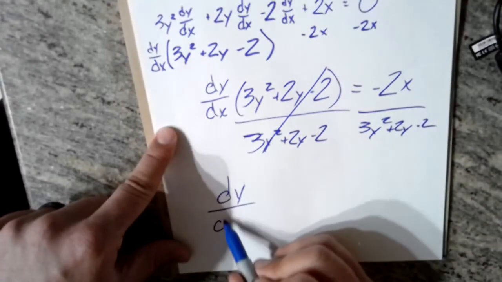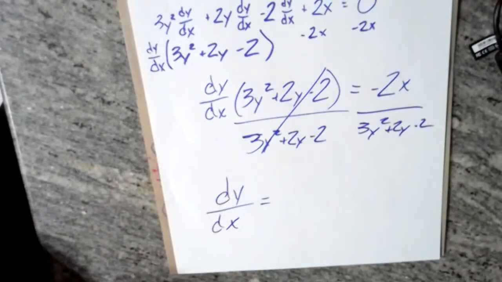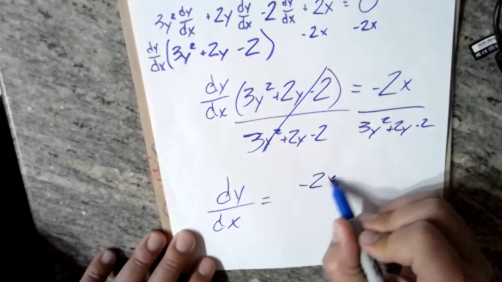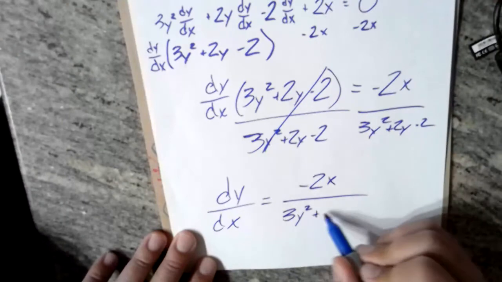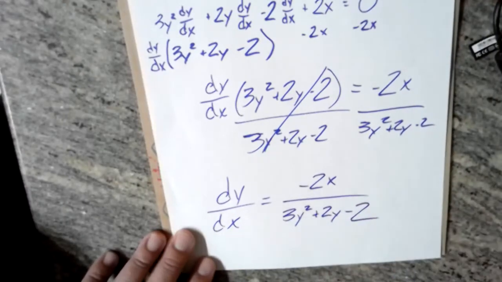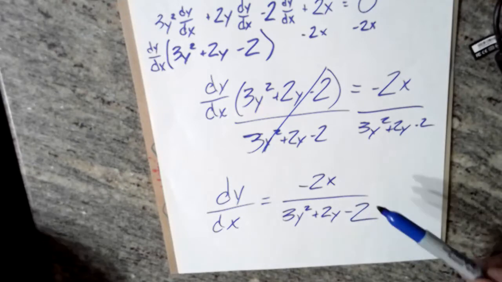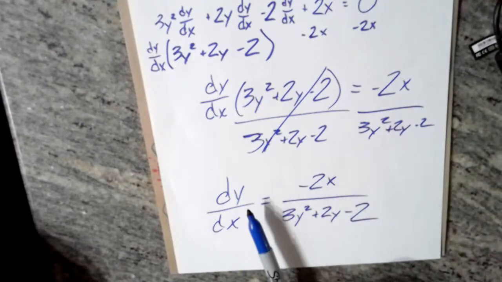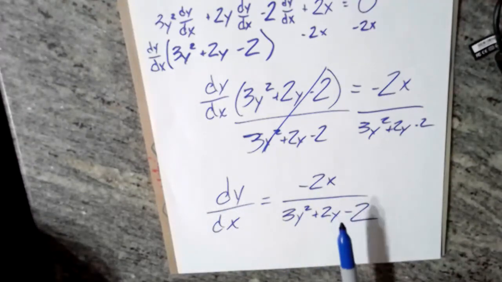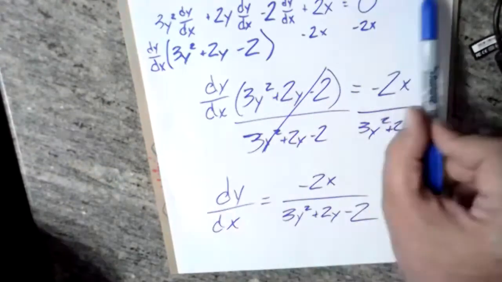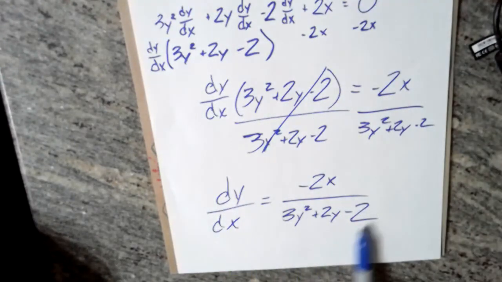You end up getting dy dx is negative 2x over 3y squared plus 2y minus 2. So at any point, this is how a change in y over a change in x is related. You could take any point that satisfied this original equation and plug it into this equation and find the slope of the tangent line. You kind of get an idea of how things are changing at that point. Okay? I hope this helps. Boom!